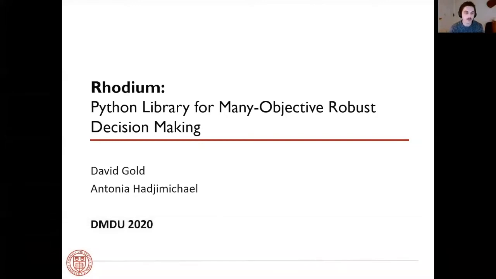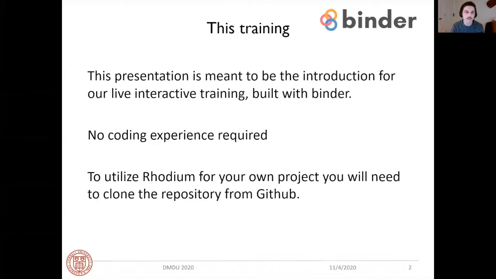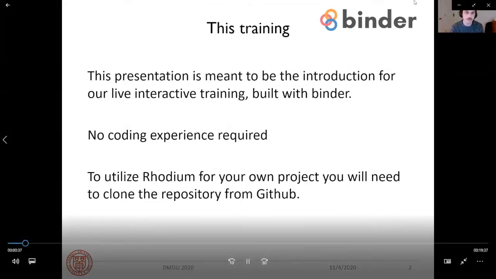My colleague Antonia Hadjimichael and I developed this training on Rhodium, a Python library for many objective robust decision making. This presentation is meant to be the introduction for our live and interactive training built with Binder. This is an online and interactive Jupyter notebook that you can access and run through live. No coding experience is required.